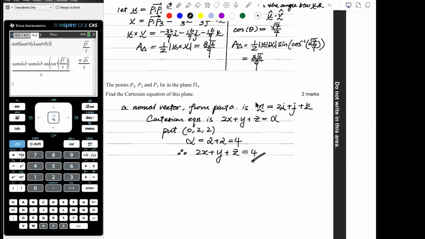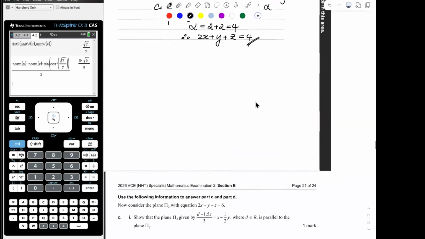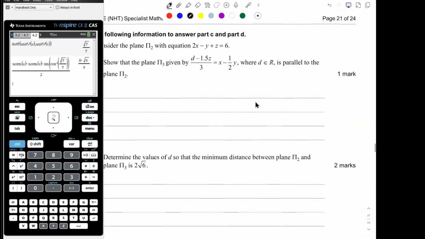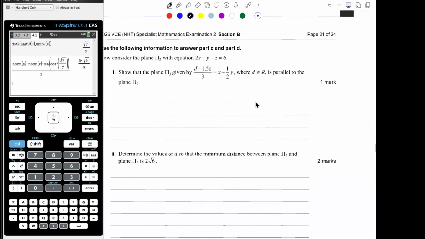Oh, fairly a standard question. And then, if we move on, another plane with equation 2x minus y plus z is 6. Show that the plane is given by this expression.